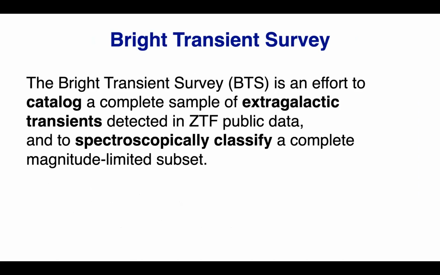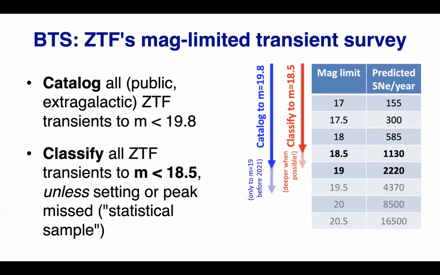So it is an attempt to catalog a complete sample of extragalactic transients, limited only by their apparent magnitude. It uses the ZTF public survey, the data that can be accessible to anyone and which is streamed in public alerts every night. And it attempts to take those transients, find which ones are extragalactic, and then classify all of them down to a specific completeness magnitude limit. Now, what magnitude limit can we actually practically reach given the spectroscopic resources available to us?